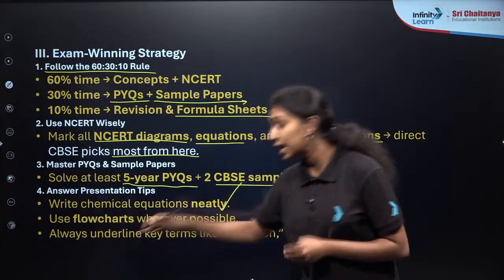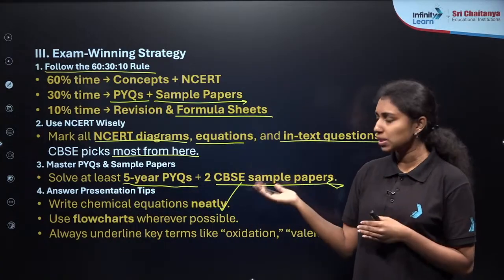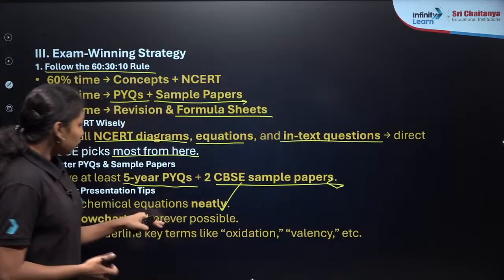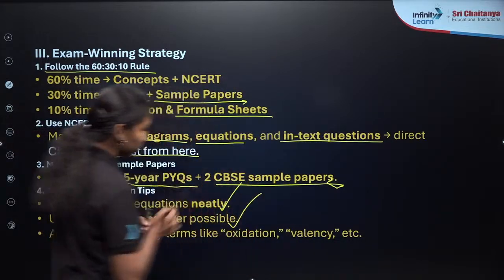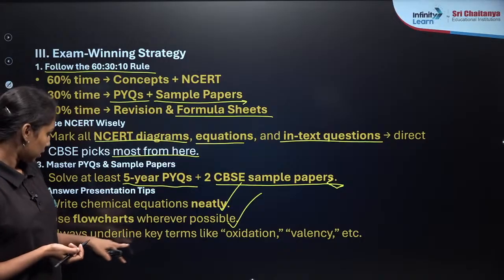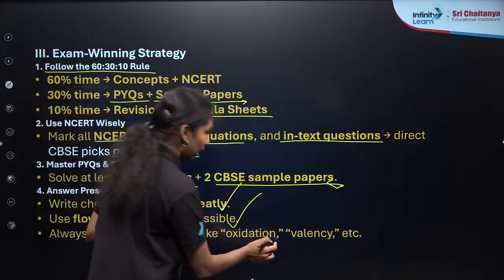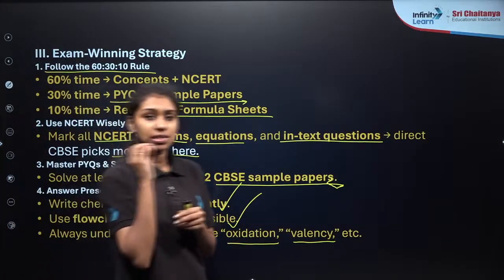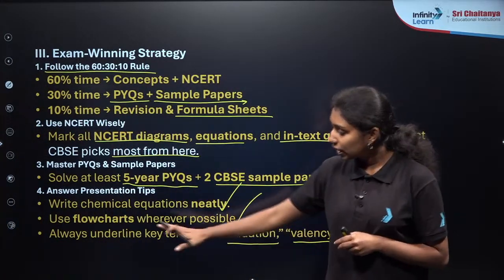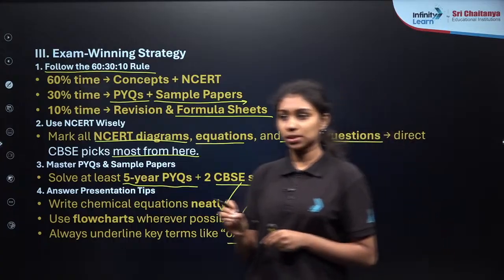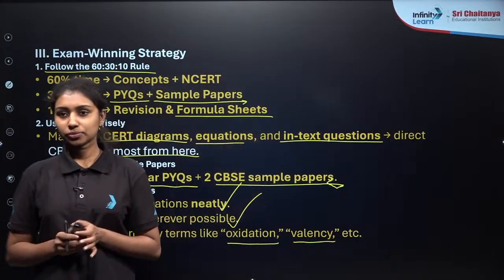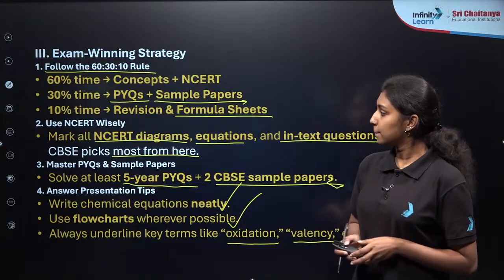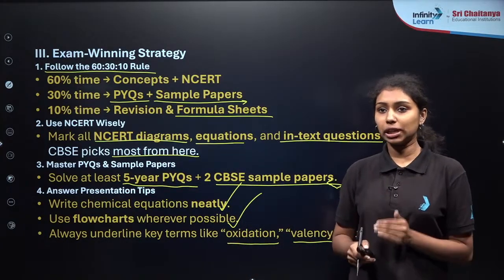Next one, use flowcharts. If you have any flowchart, especially for biology, chemistry also you can expect more flowcharts in the case of metallurgy. Use flowcharts wherever possible. Next one, always underline the key terms like oxidation and valency. In the first chapter, chemical reactions and equations, we have already studied oxidation number as well as valency, right? So whenever you are writing about these terms, just underline them and you will get a proper idea about that. Okay, this is about the exam tips.